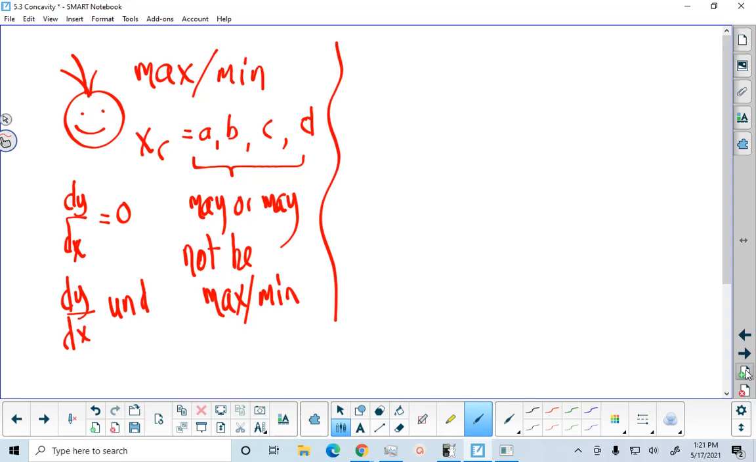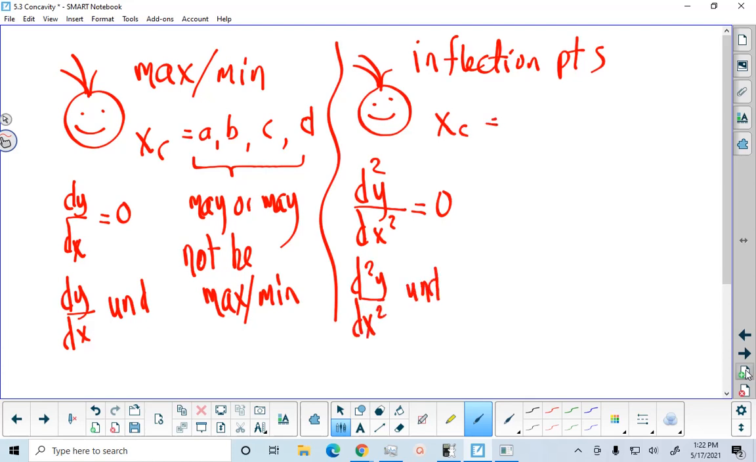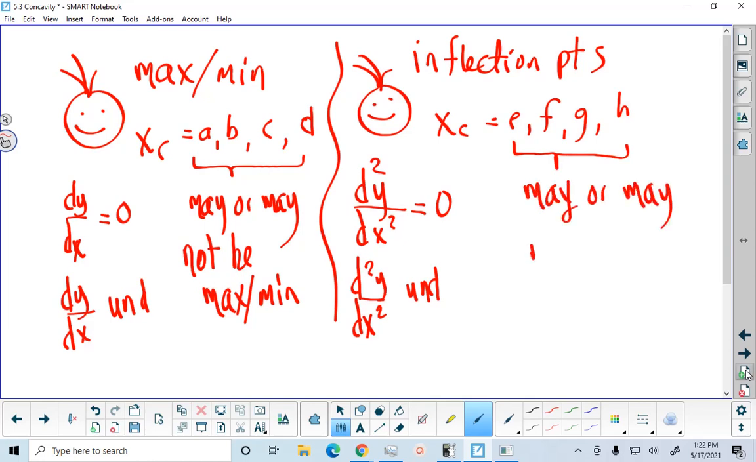Okay, so if you're thinking here, I want to explore a function and determine the inflection points, then you find the critical values, but it will be for the second derivative. And you get some critical values. These may or may not be inflection points.